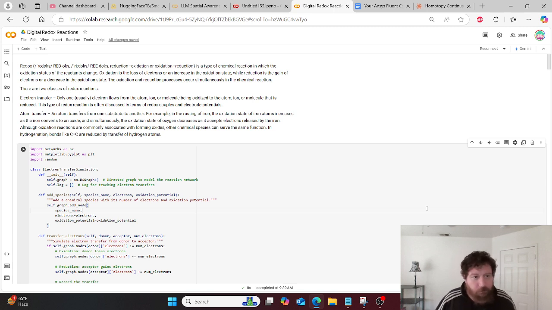This is called digital redox reactions. And if you're not familiar with what redox reactions are, you're not alone. I'm just reading about this concept and I discovered it. It's a type of chemical reaction in which the oxidation states of the reactants change. Oxidation is the loss of electrons or an increase in the oxidation state, while reduction is the gain of electrons or a decrease in the oxidation state.